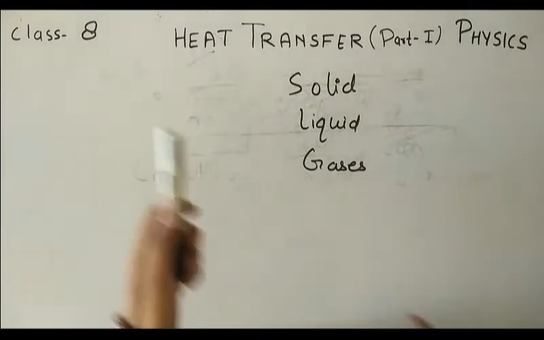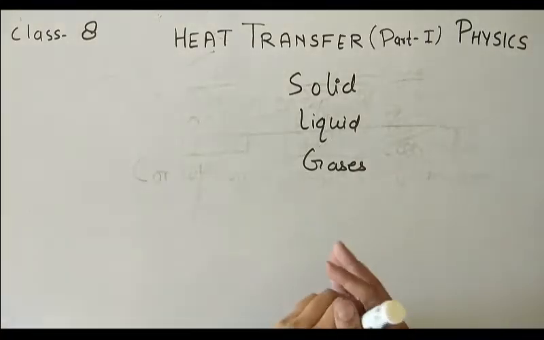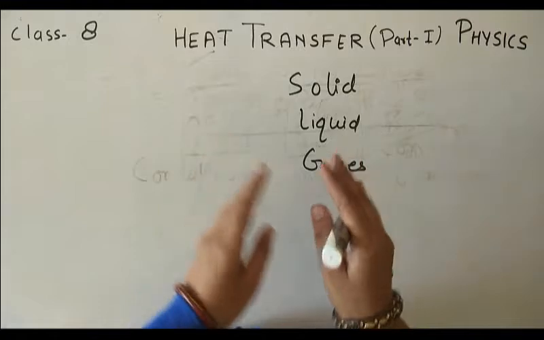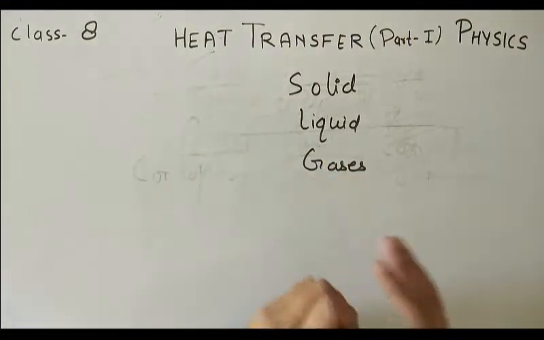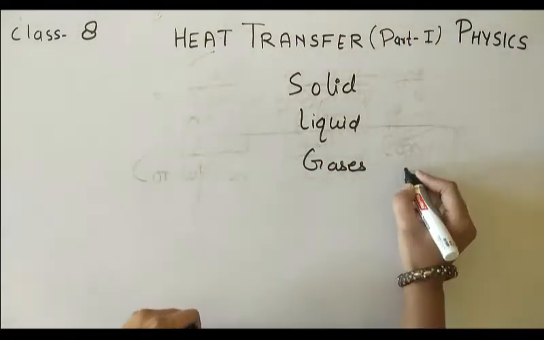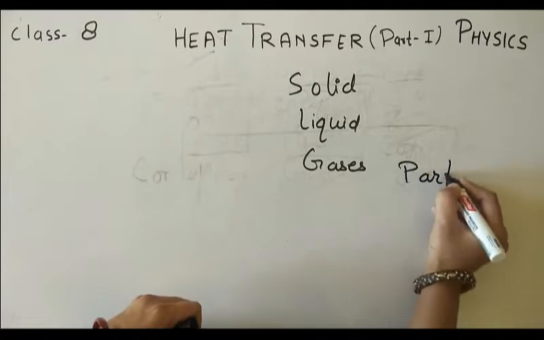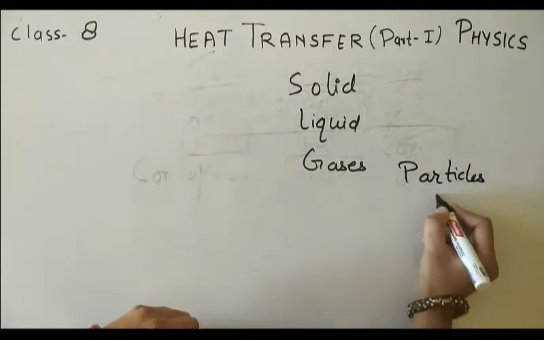So we must know that an average measurement does not depend on the number of particles. किसी का भी measurement उसके particles के number पर depend नहीं करता है. It is not going to depend on the number of particles.